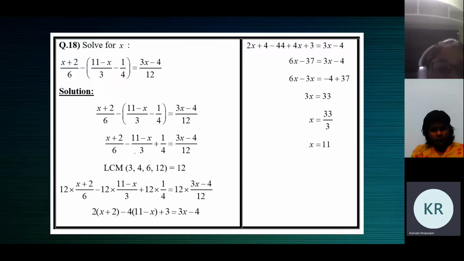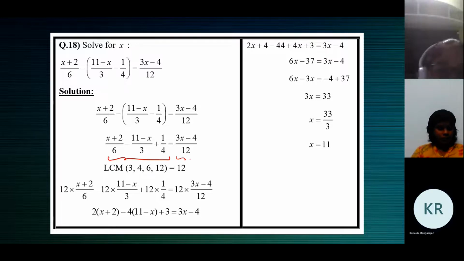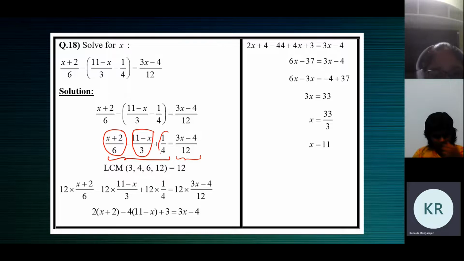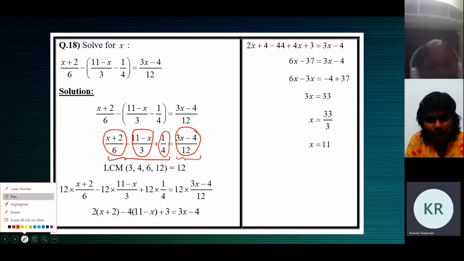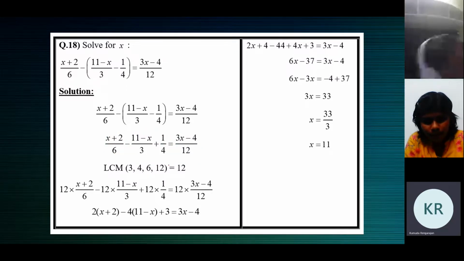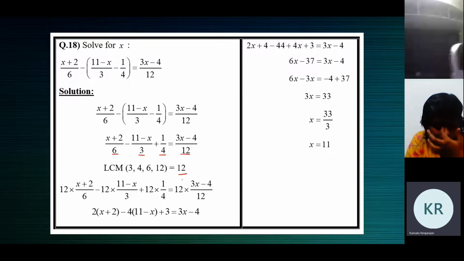Now, as we always do, there are three fractions on the left hand side and one fraction on the right hand side. Their denominators are 6, 3, and 4 on the left, and 12 on the right. So as we always do, we need to take up the denominators and find their LCM. The LCM of 3, 4, 6, and 12 is 12.